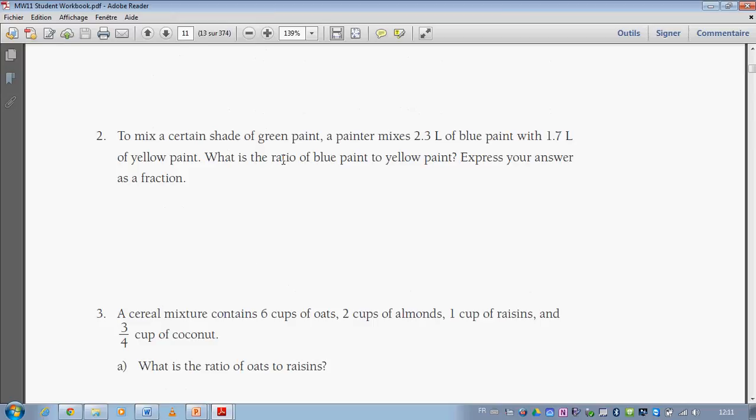Here, what is the ratio of blue paint to yellow paint? If you've got 2.3 liters of blue paint and 1.7 liters of yellow paint, you write those up. This would be 2.3 over 1.7, and the thing with fractions is that we don't want decimals. Decimals are not nice. The usual way to get rid of them is multiplying top and bottom by 10. So 2.3 times 10 becomes 23, and 1.7 times 10 becomes 17.